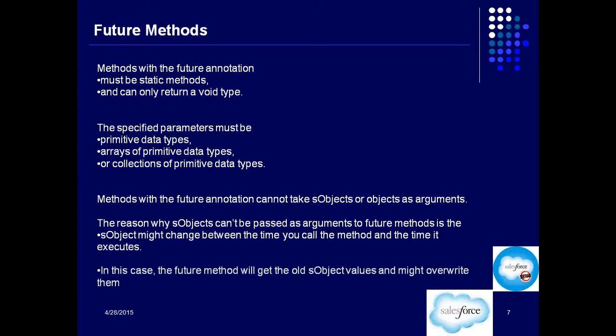Okay, so let's leave it. So what do we do if we actually have to pass on some sObject values as parameters? Can we think of a way of passing on sObject values without using an sObject? Yeah, Navita says ID. Correct. So we have a primitive data type called ID.